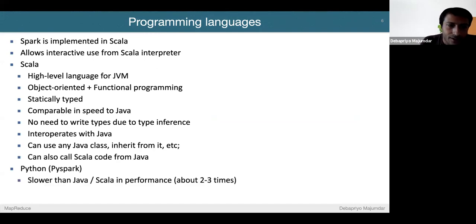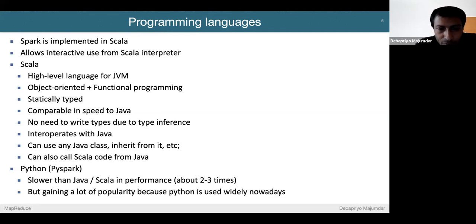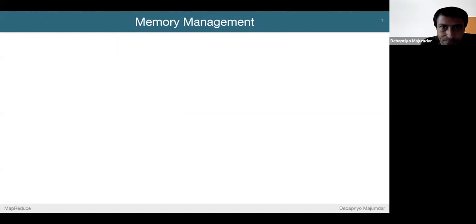Although PySpark, so that means the Python Spark, is slower than native Java and Scala in performance, in many cases 2 to 3 times slower. But PySpark is gaining a lot of popularity because Python is used widely. So you can actually plug it into many other things with many other libraries so easily. So that is why PySpark is being used widely.